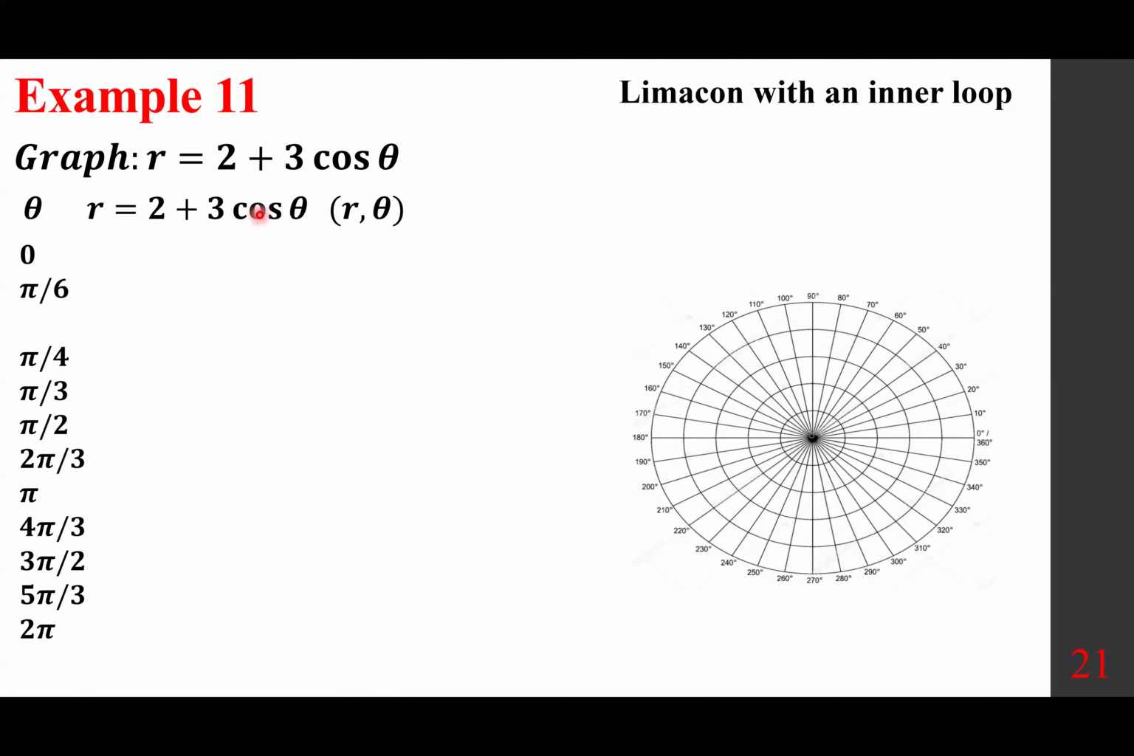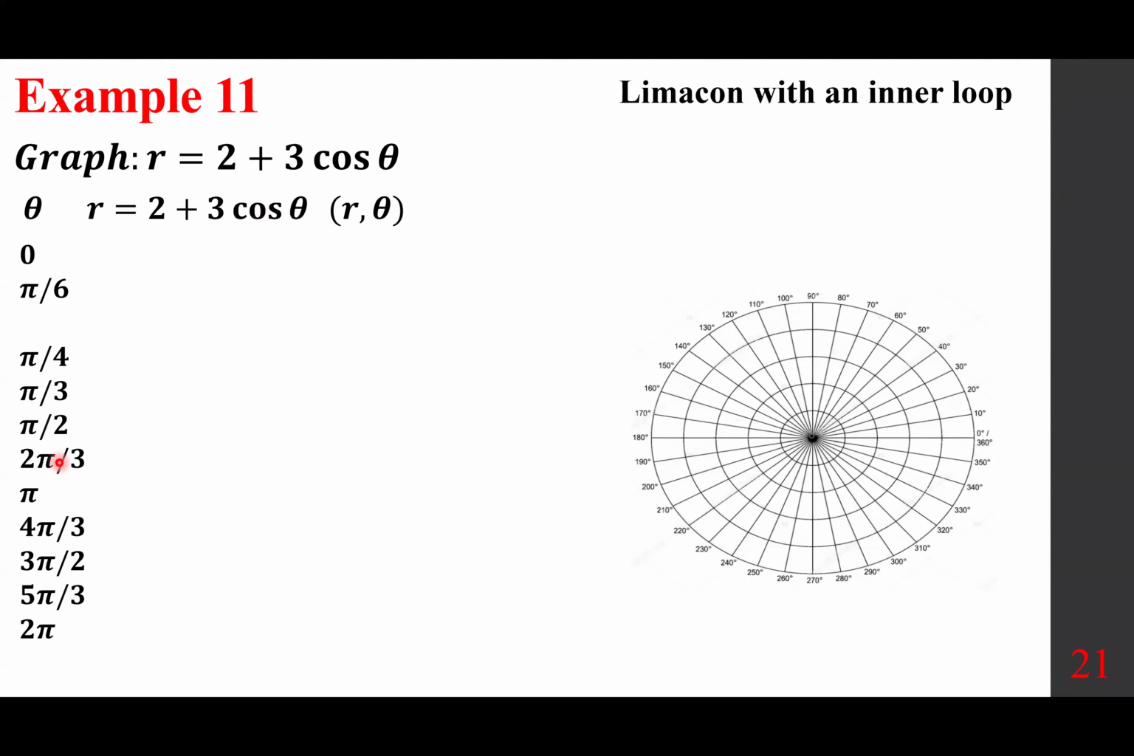Pi over 6, 2 plus 3 times square root of 3 over 2. Pi over 4, 2 plus 3 times square root of 2 over 2. Pi over 3, the easy one. Cosine of pi over 3 is 1/2. So 2 plus 3 times 1/2, and so on and so forth. Pi over 2 is easy. Cosine is 0, so it gets 2.